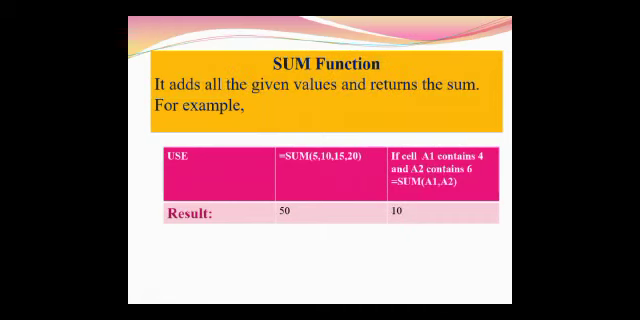Next is the SUM function, which adds the given values and returns the sum. You can add many numbers by putting a comma in between them. So =SUM(5,10,15,20). I have taken some numbers: 5, 10, 15, 20. All these numbers will be added up and you will get 50 as the result. If cell A1 contains 4 and A2 contains 6, now here I have used the formula =SUM(A1,A2). So 4 and 6, the numbers which are written in A1 and A2, will be added up and you will get 10 as the answer.